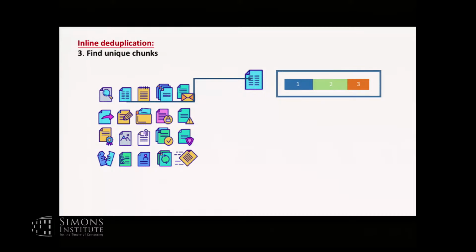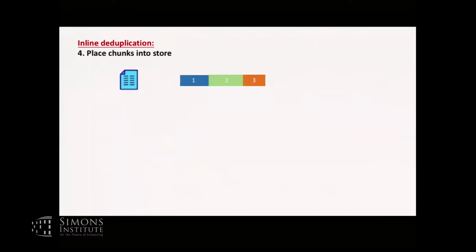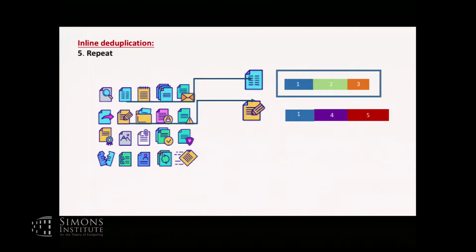Then you're going to look at which chunks are unique, meaning the word unique is used in this context. It means the first time you saw them. So I saw 1, 2, 3 for the first time. I'm going to put them in what is called a chunk store, or a storage system for chunks. Then the second file comes in, and then you notice that chunk 1 already appeared.